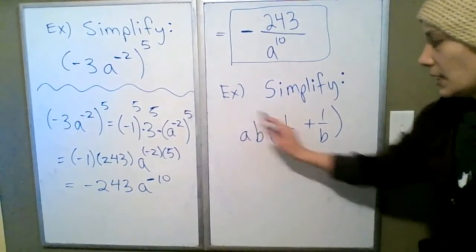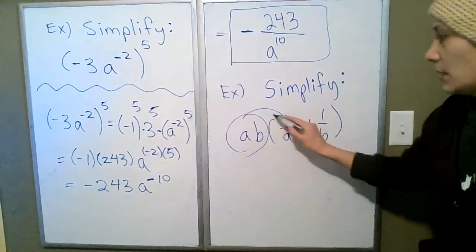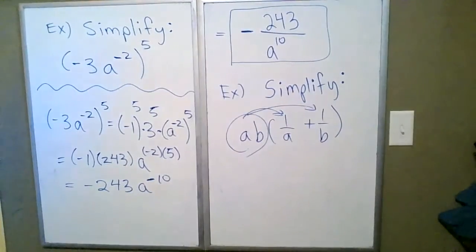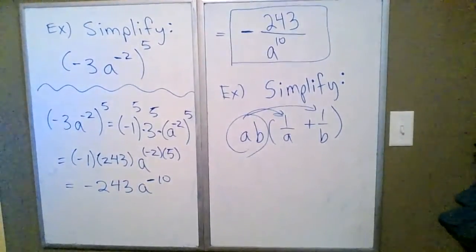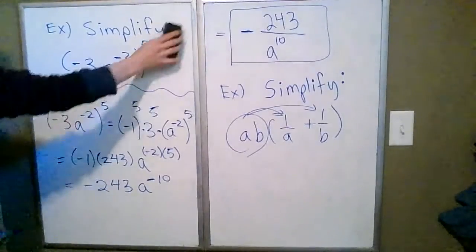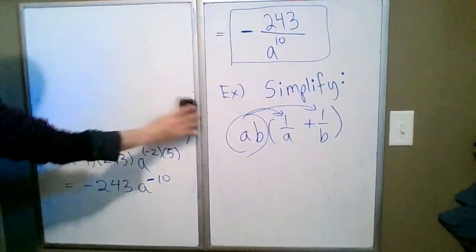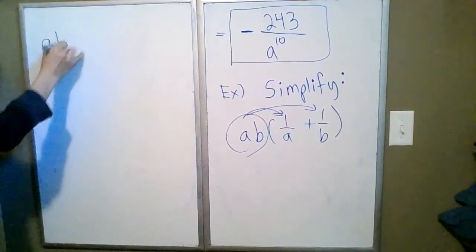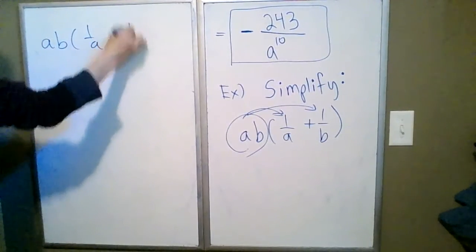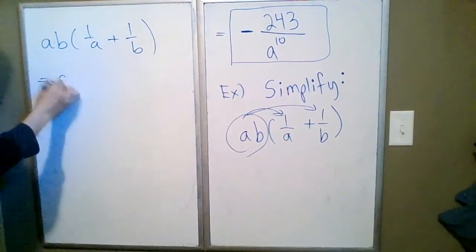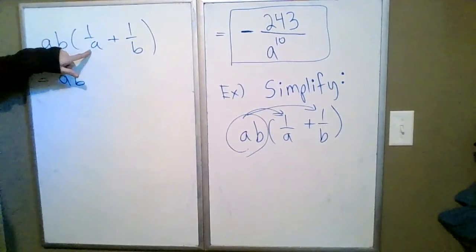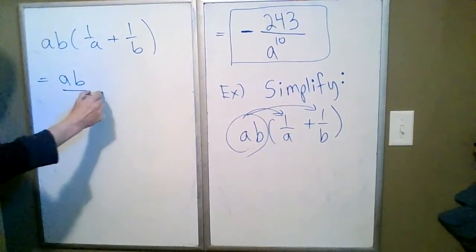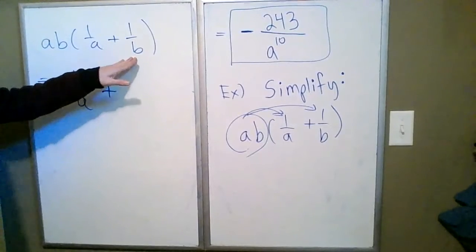Okay, we need to take this and distribute to both two terms inside. AB times 1 over B, AB times 1 over A. Write as AB over A. And we've got AB over B.